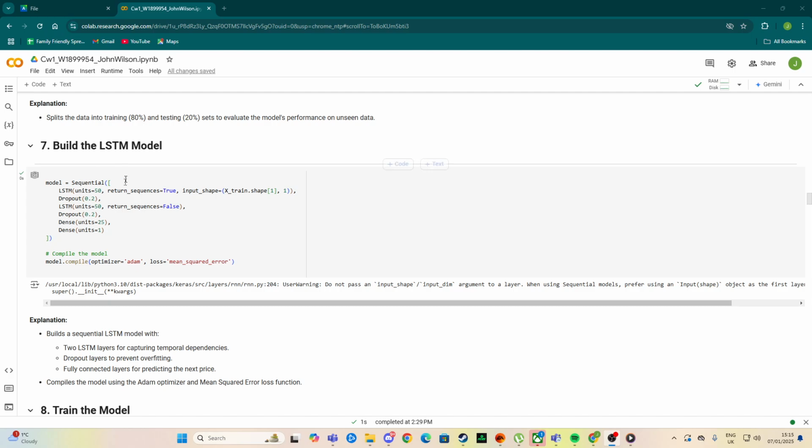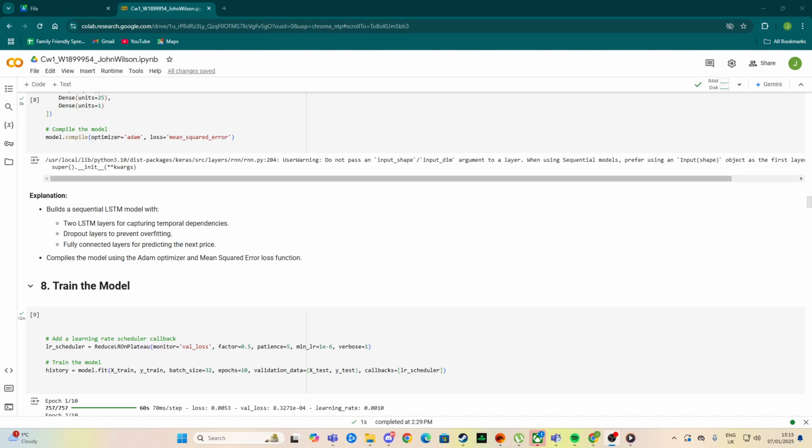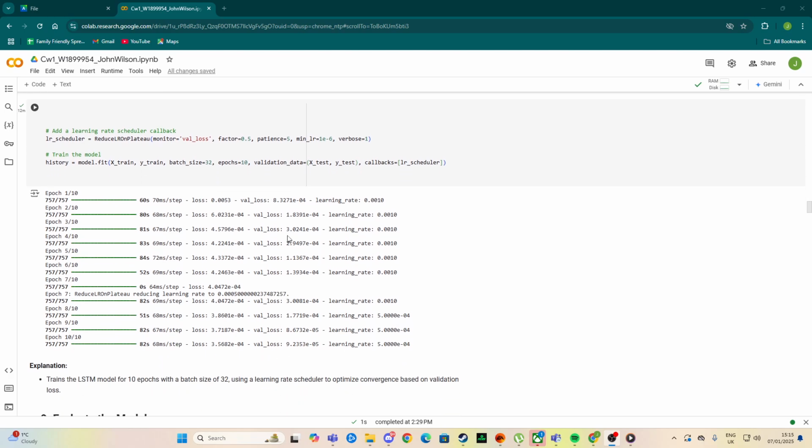Here's where we built the LSTM model. Two LSTM layers capturing temporal dependencies, dropout layers preventing overfitting, fully connected layers predicting the next price, compiled using the Adam optimizer and mean squared error loss function. Here's the training. We have batch size 32, epochs just 10. As you can see, it was training here, and it wasn't getting any better, it was getting worse, so we reduced the learning rate here, as you can see.